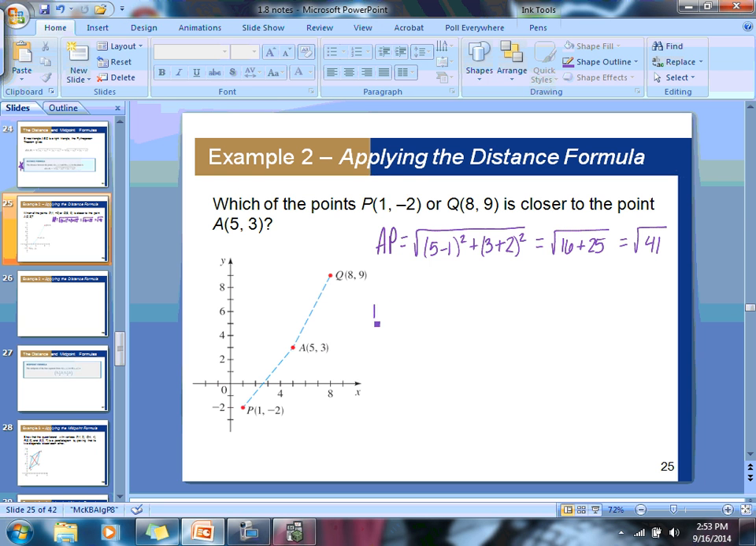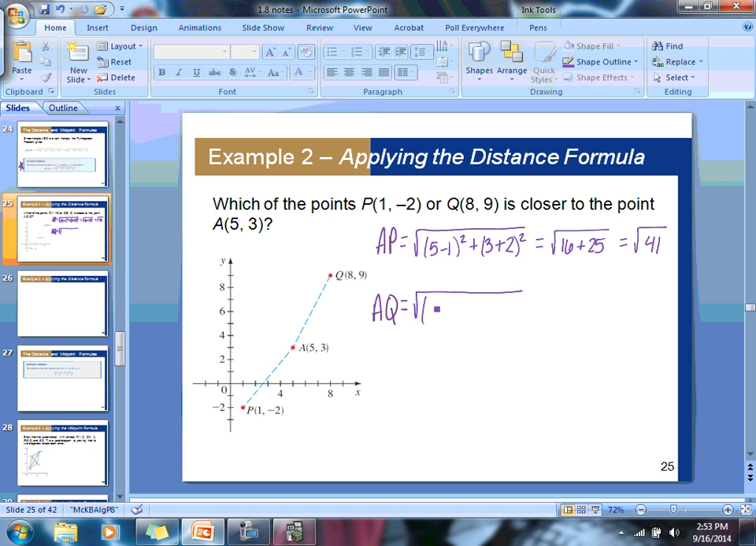Because when I find the length of AQ now, I'll follow the same process. I'll get one number inside my radical, and I can easily compare just based on the radicals which one is bigger and which one is smaller. So now I'm going to find the distance from A to Q. So again, I'll call A my x2, y2, and I'll call Q my x1, y1.